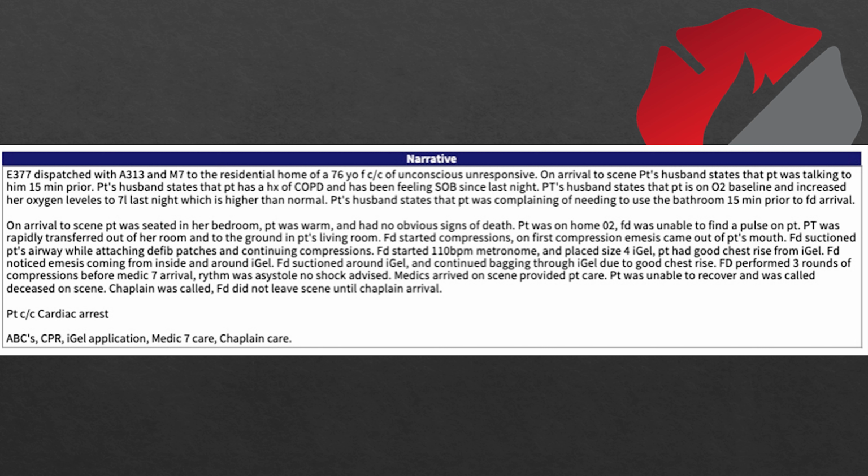They did a really good job suctioning and securing that airway with an I-gel. They confirmed that I-gel with good chest rise and fall. Again, really solid documentation here.